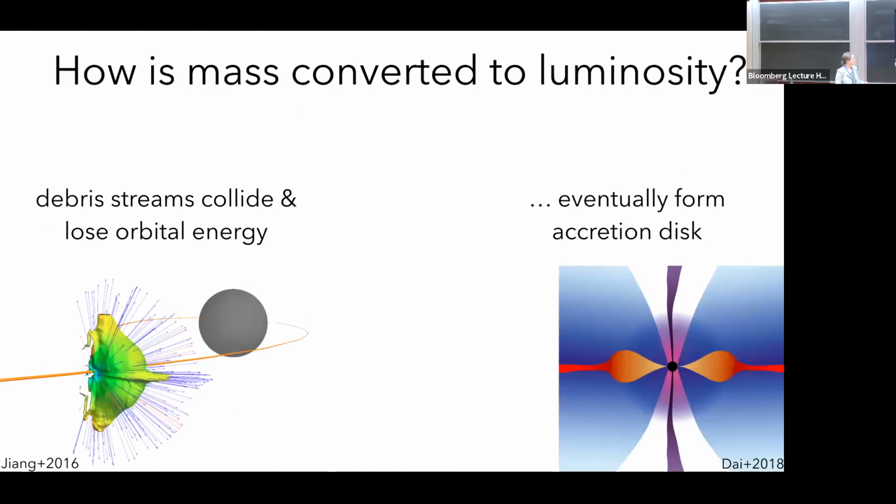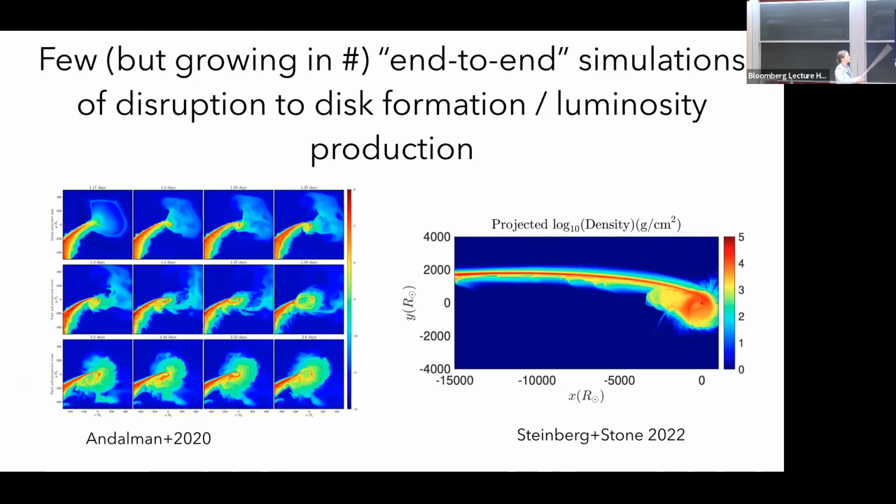However, this mass fallback rate doesn't actually tell us what we were expecting to see from this transient. We need to understand how the mass is converted into luminosity as well. The general picture is that debris streams collide and lose orbital energy, and they eventually form an accretion disk. Both of these processes can release energy. However, there are very few end-to-end simulations that go from disruption to disk formation and luminosity production. And so we're not super clear on whether most of the luminosity is coming from the disk or from stream collisions at different points in this process.